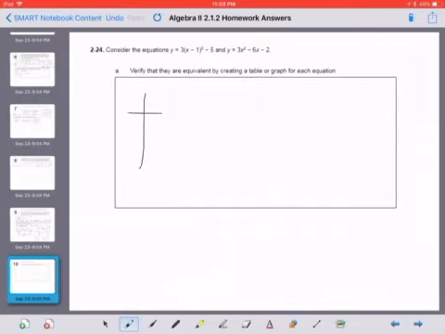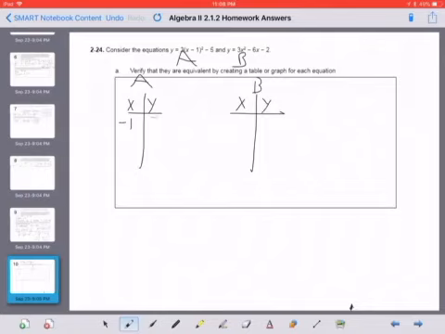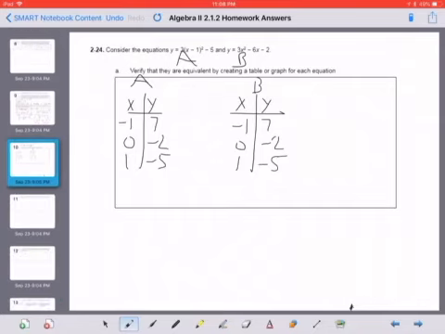One for, let's call this graph A, and this one B. So here's my table for A. And then for B, I did the same thing. I did just a few points. -1 I found out was 7. 0 was -2. 1 was -5. So I used the same points for the equation B, and I plugged them in, and I get the same exact values. So you needed to show that you were going to get the same exact values.